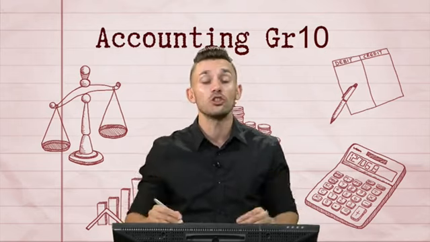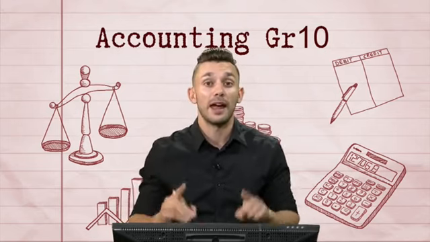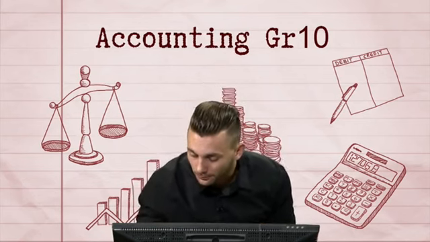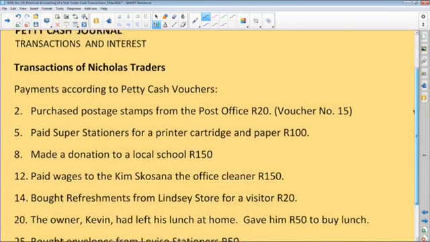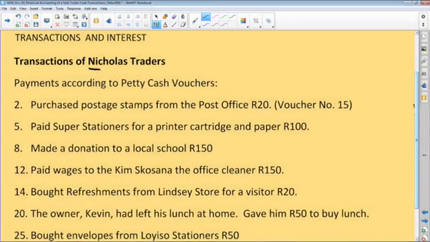Now, the petty cash journal works exactly the same as the cash payments journal because we are still paying. So here are my transactions. It's from Nicholas Traders. Let's go and look at a few. Again, number 2, we purchased postage stamps from the post office. So what are we buying? We are buying stamps, and we pay 20 Rand with voucher number 15.